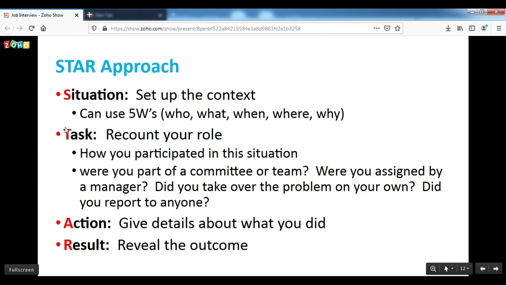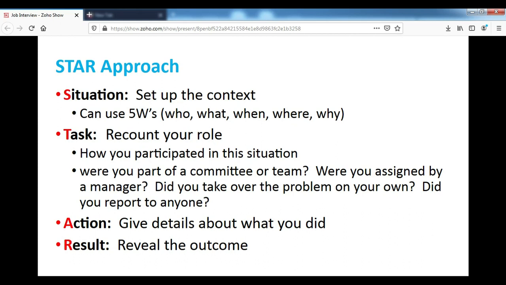Then the second stage is the task, which means you have to recount your role. It says how you participated or were involved in this particular situation. Let's say the product sales were not good for the company, so whether you were assigned this task by your manager, or you were part of your sales team, or you took this problem on your own, or you reported this problem to your manager. So you have to explain that, okay, when I joined the company, the sales for this product were not good, and I was part of, let's say, the sales team. So here you participated in the situation like this. So that is number 2.